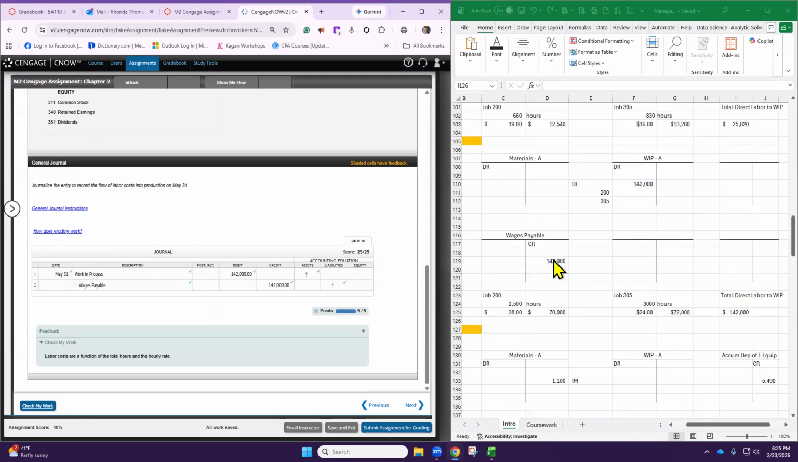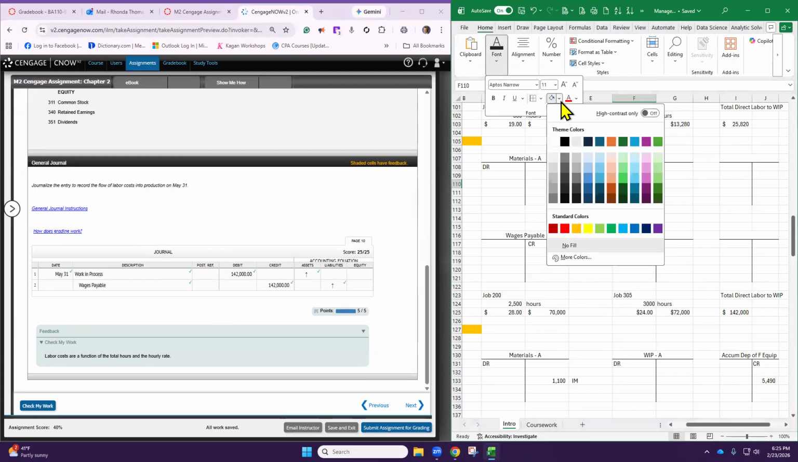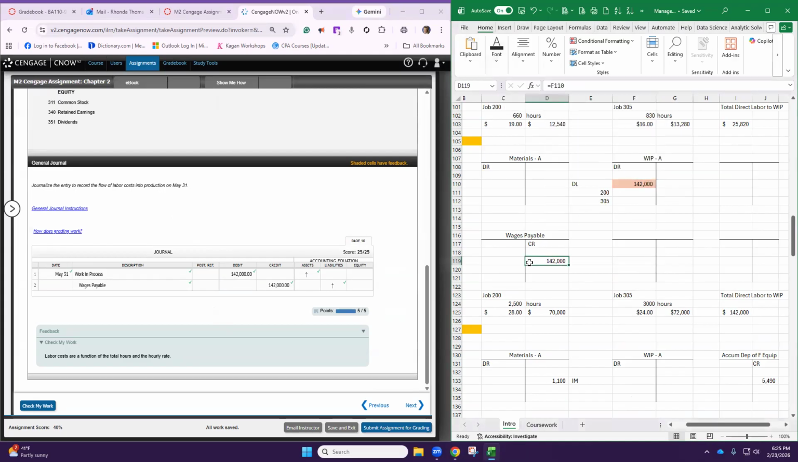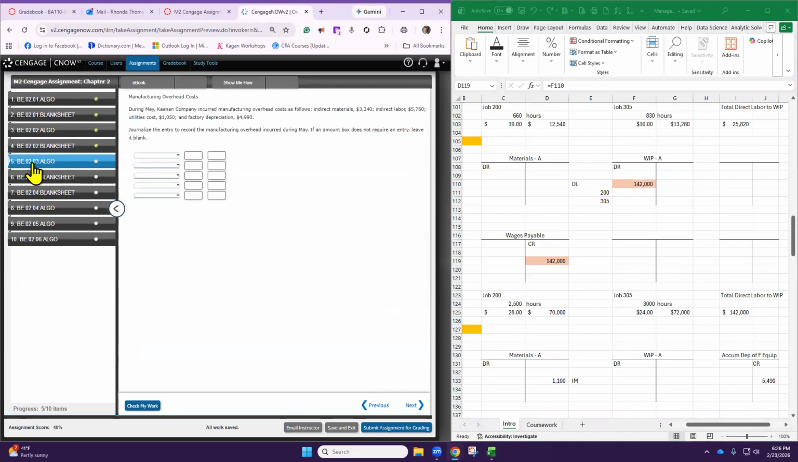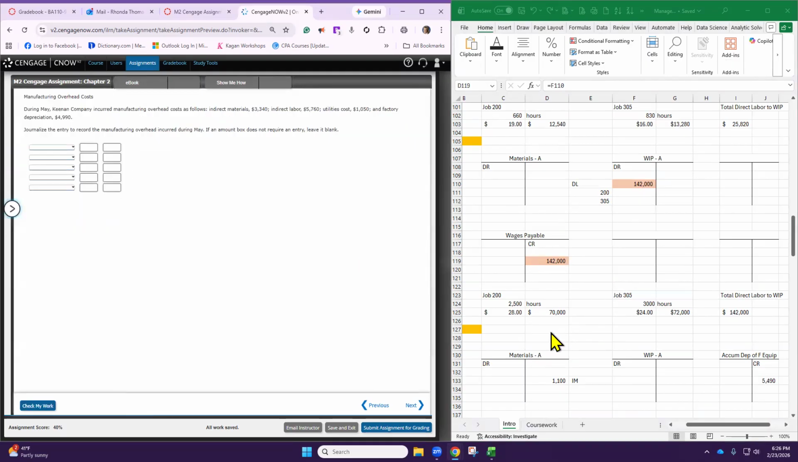Let me give the color here. So we want, once again, DL, direct labor, is going to have, just use, it doesn't matter, that one and this one. All right, so there's 2 direct materials, 2 direct labor. Now I believe here comes overhead.